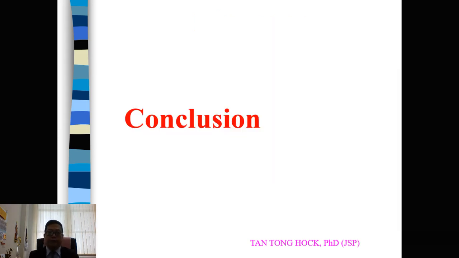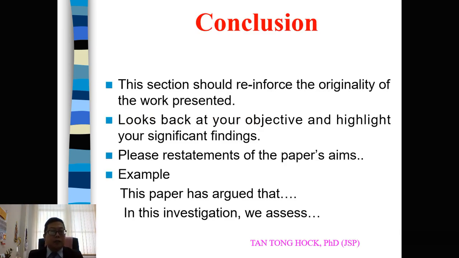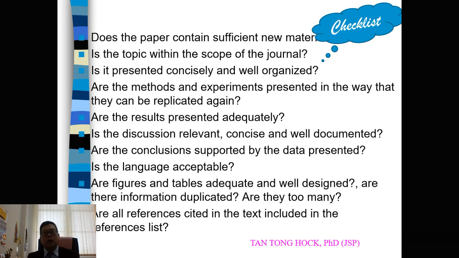In conclusion, this is the final stage in your article. This section should reinforce the originality of the work presented, look back at your objective, highlight your significant findings, and restate the paper's aim. For example, this paper has argued that, or in this investigation we assess, and so on. Okay, so here is the final stage.